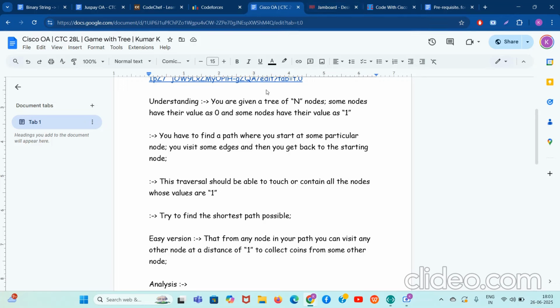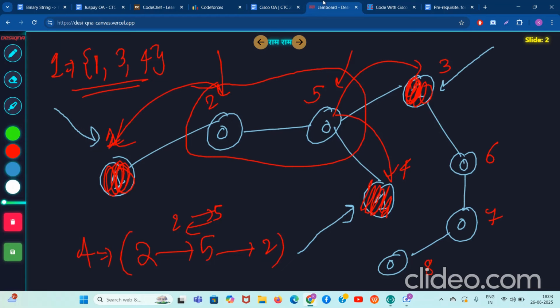I am saying let's solve the easy version. The easy version is where you can collect the coins of value 1 at a distance 1 from your path. So if my path is 2 to 5, when I'm at 2 I can destroy node 1, and when I'm at 5 I can destroy node 3 and 4, because 3 and 4 are at a distance of 1 from 5 and node number 1 is at a distance of 1 from 2. So hopefully these things are clear to you, lovely students.